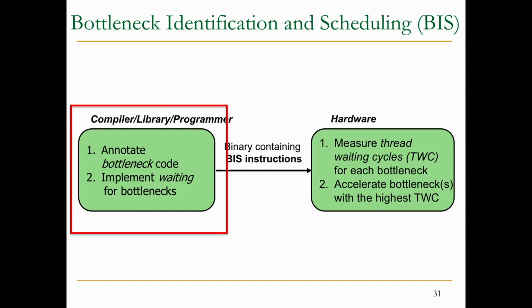Okay, so then the question is, how do we actually do this annotation, right? Basically, we want to be general. The general thing is you can annotate any code as a bottleneck: bottleneck start, bottleneck end, right? Potential bottleneck. And then give an ID to that. And then the hardware can actually start measuring how much waiting it causes.